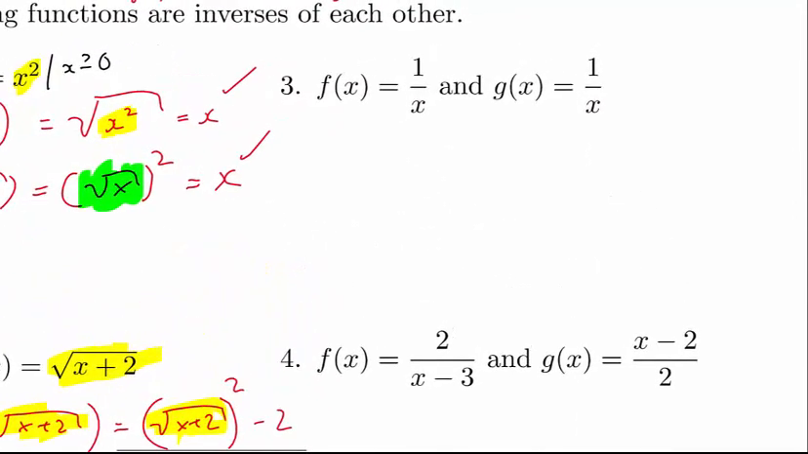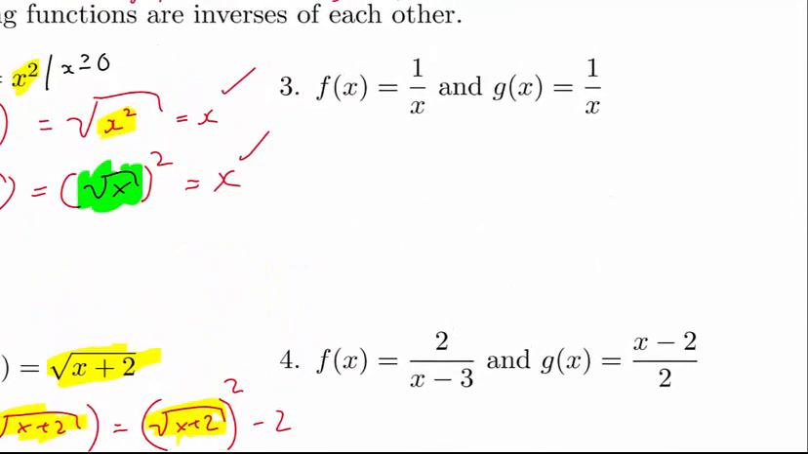So let's look at number 3 here. We've got the inverse function 1 over x for f, and for g we also have the inverse function 1 over x. I wonder if the inverse function will be its own inverse. So this one we're just going to do f of g of x. We're only going to do f of g of x because g of f of x is exactly the same thing, because they're exactly the same function.